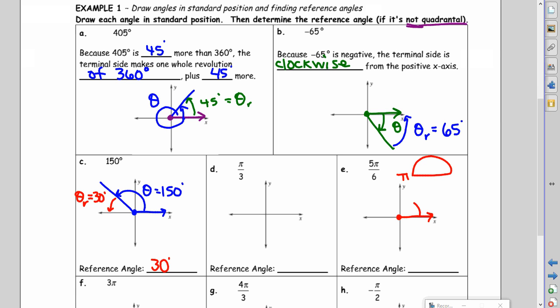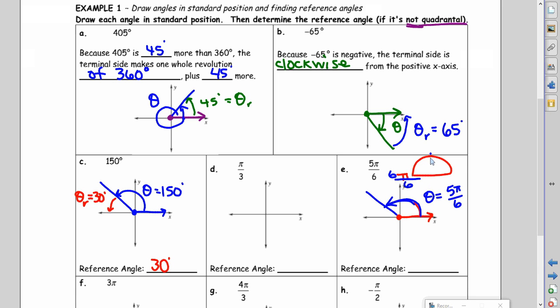So this pi is how many sixths? Pi would be 6/6, right? Because 1 pi would be 6/6 of a pi. So if I need to go 5/6 of a pi, that's going to be right about here. So my theta is 5 pi over 6.